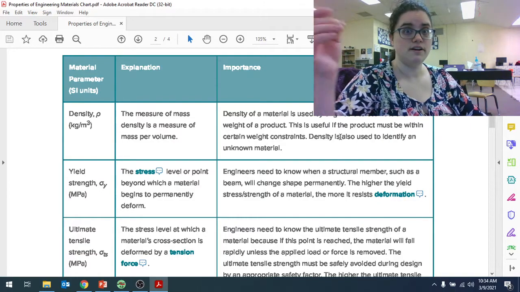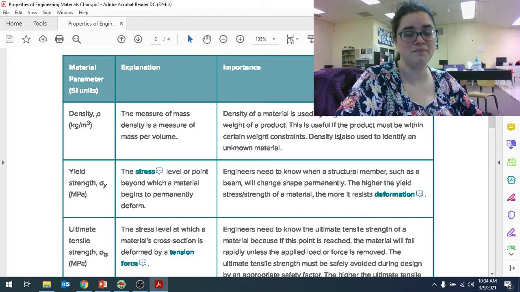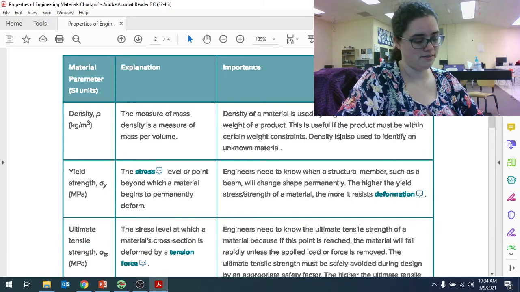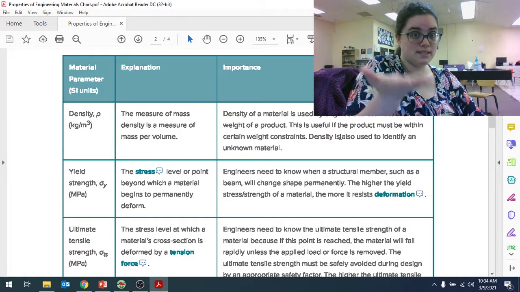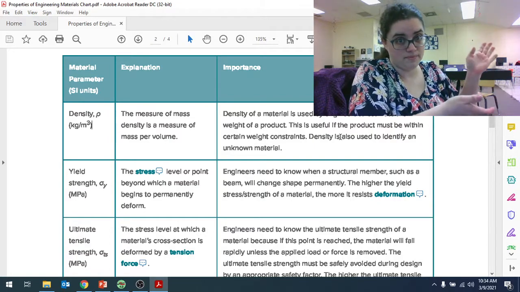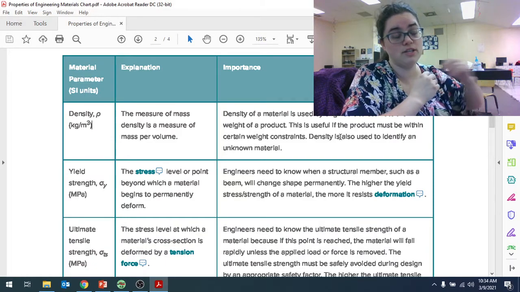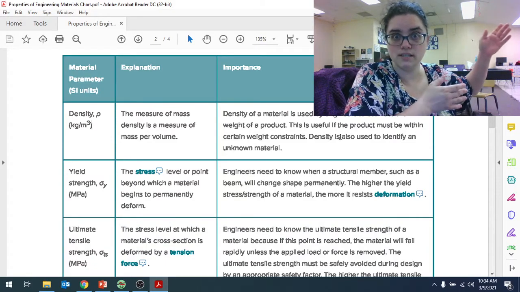You also use it to identify unknown materials. Hopefully, I have packages arriving today. I don't know what's in all of them. But hopefully we're going to have this stuff. If I can weigh something, get the mass of it, and I can also find the volume of that same thing, I can calculate its density. And we have a whole bunch of information about common material densities out there in the world.